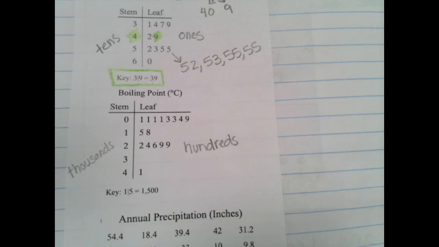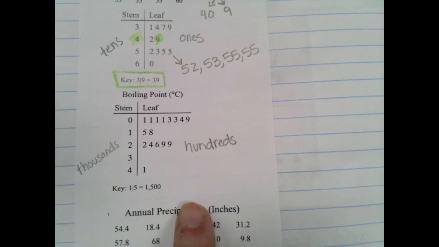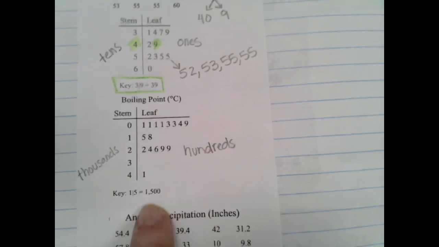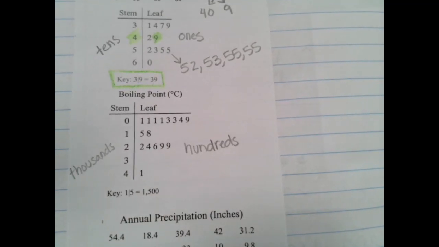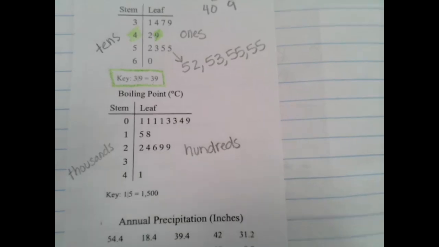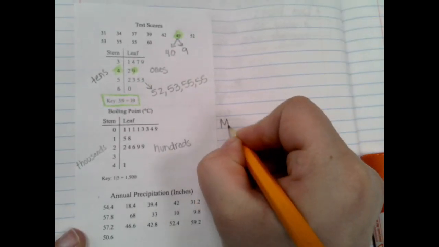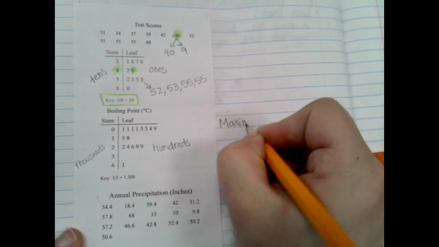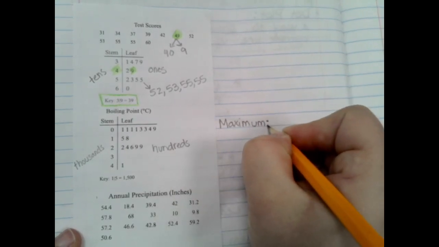Now, if there was a number like 1,542, it would just be classified as 1,500. So they had to round some of these probably. But again, it saves space. It's nice if you're collecting data not to have to write down all these really big numbers. All right, so to start off with, let's find our maximum. Which number is going to be our maximum number?